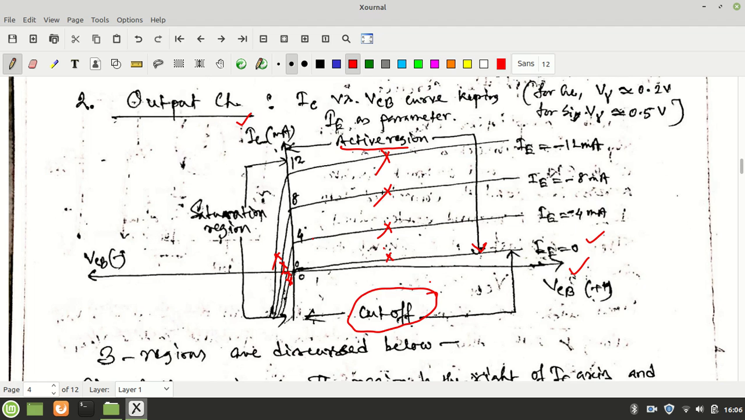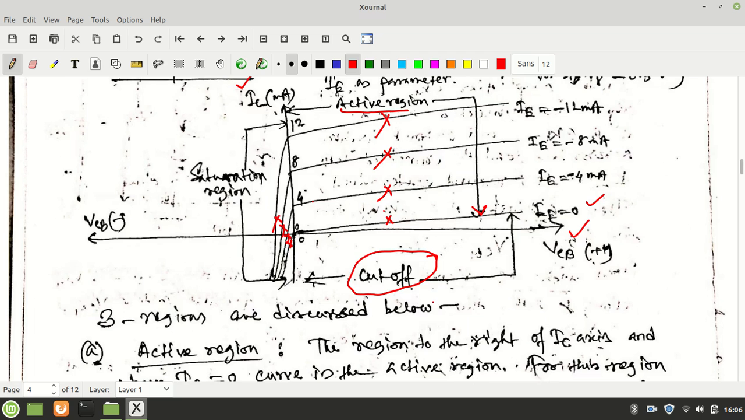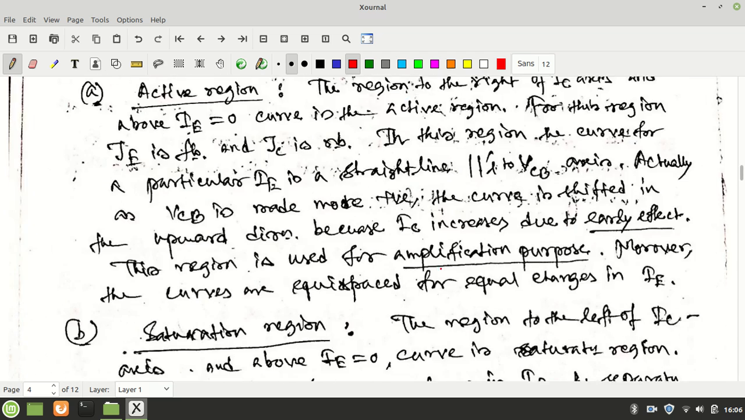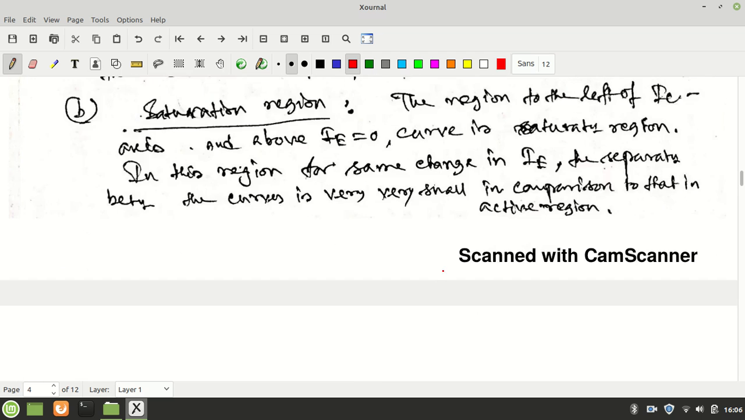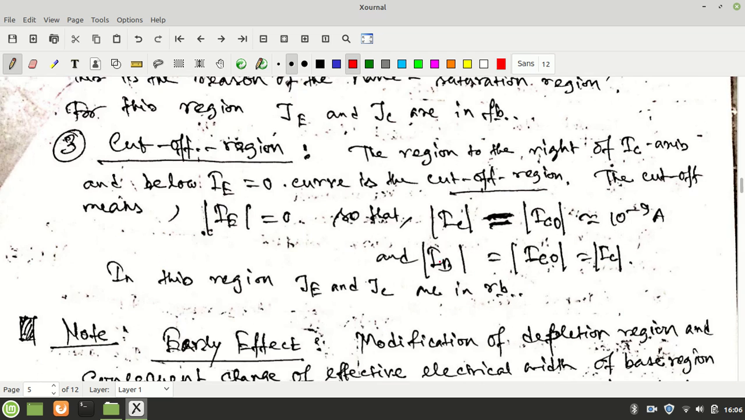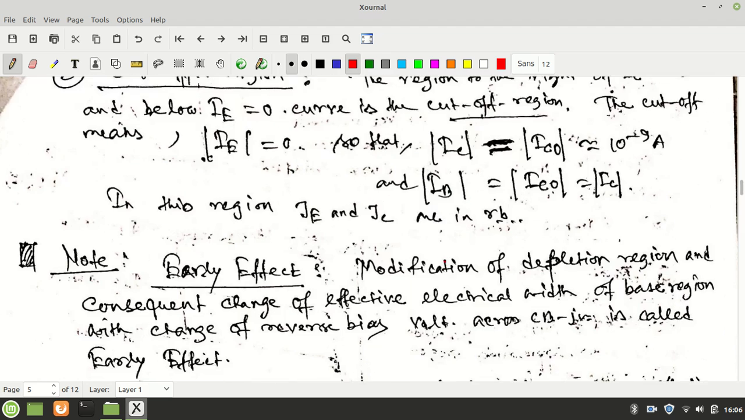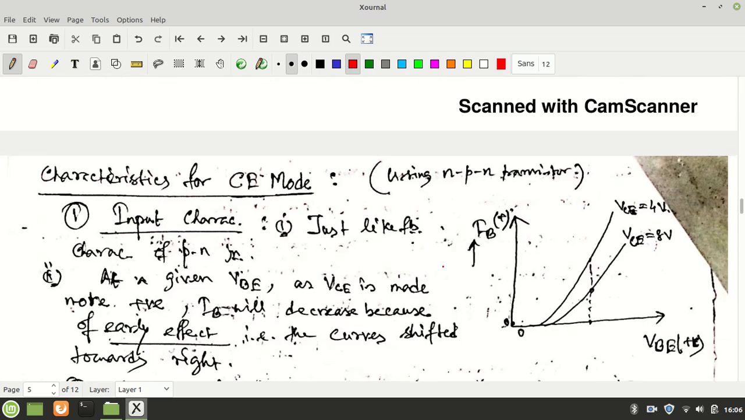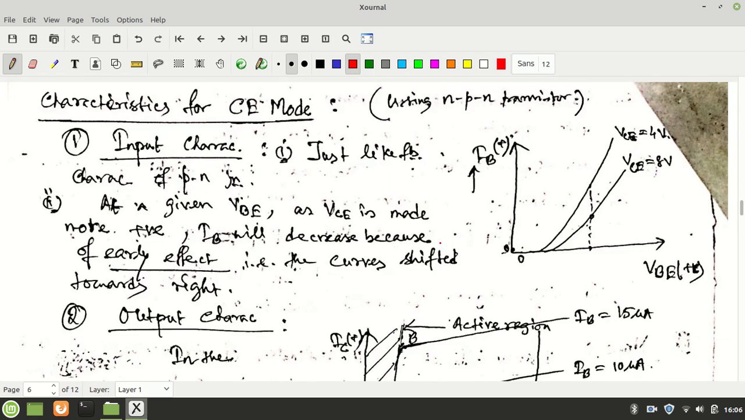Here both the collector base and emitter base junctions are reverse biased. That is the cutoff region, and it is used in digital circuits to get the zero state. Here it is written: the early effect I have already discussed. The same feature using the CE mode and again using the NPN transistor is depicted here.